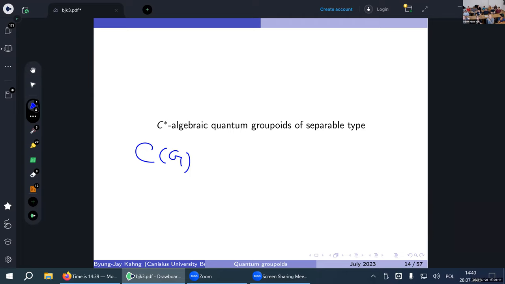No. I mean, the locally compact Hausdorff on the groupoid. But on the other hand, the unit space cannot be.